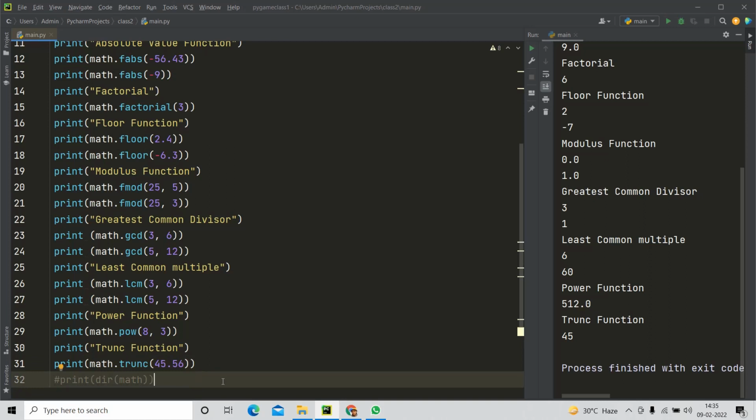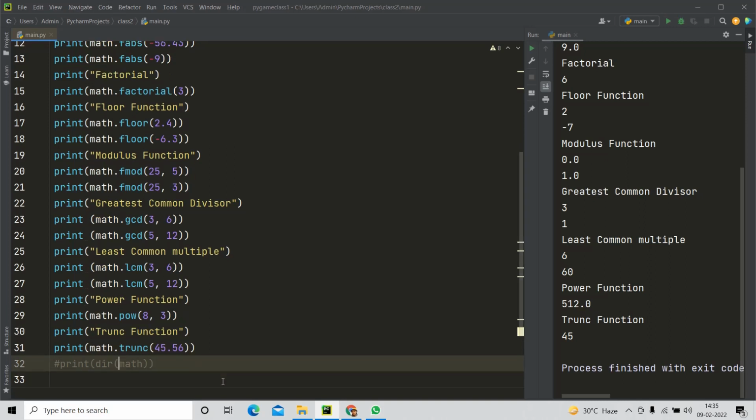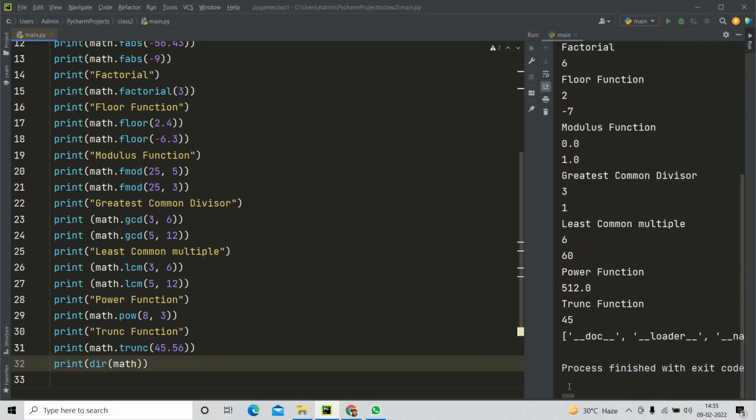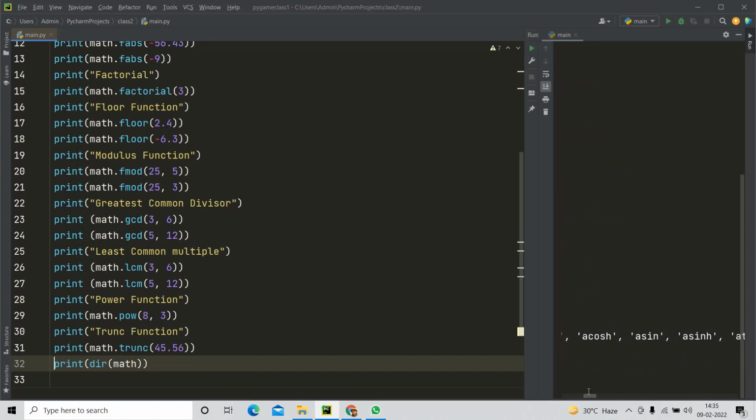So there are many other functions also available inside your math module. If you want to know what are all the different functions available, so that I can use one particular function from the math module to make my program simple, instead of remembering all these things, you can just use this code, which is print of dir of math, which will print the list of functions available inside, so that you can use it whenever needed. So if you can see, there are many functions available.